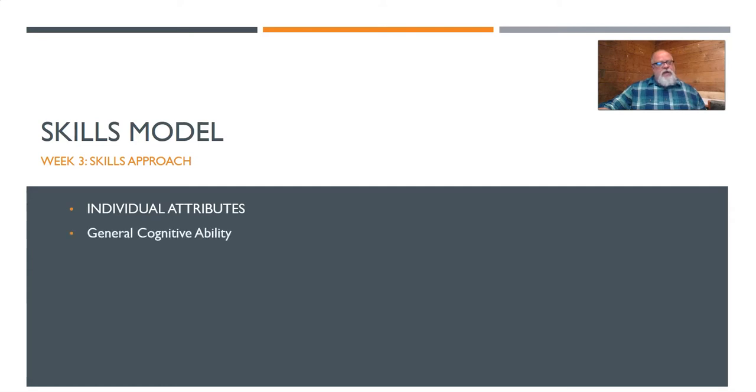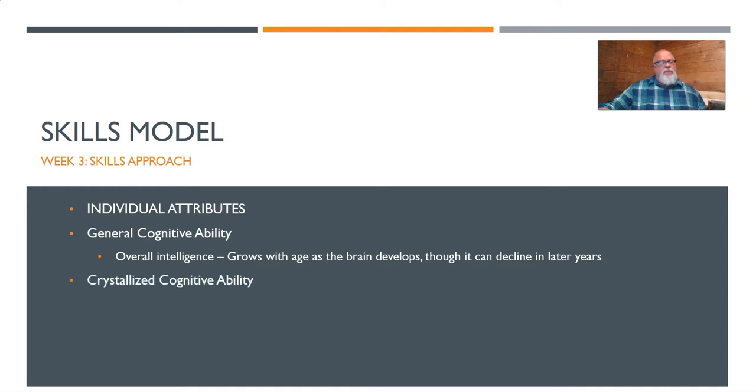Individual attributes. General cognitive ability, you might call this your IQ, right? This is your overall intelligence. It grows with age as the brain develops. This is a biologic function. And then in your much later years, it can actually start to decline. So this is what we think of when we think of your IQ, your ability to have general cognitive ability.